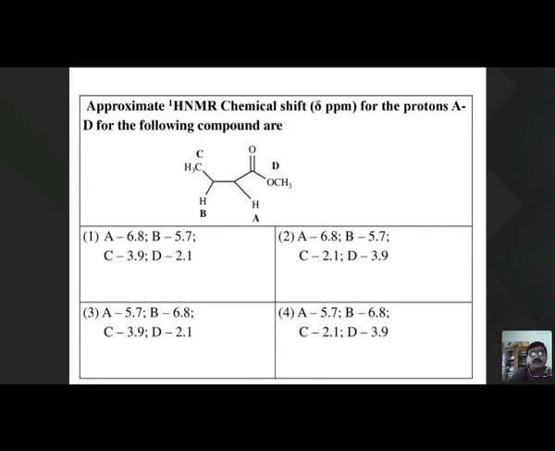See that option B is having a higher value than A only in option 4. So 4 is the correct option. And you have to invoke the electronic effect. Very simple.